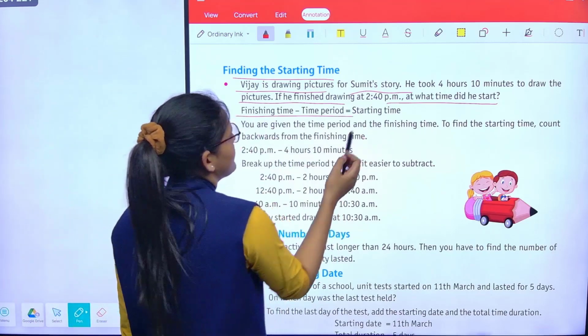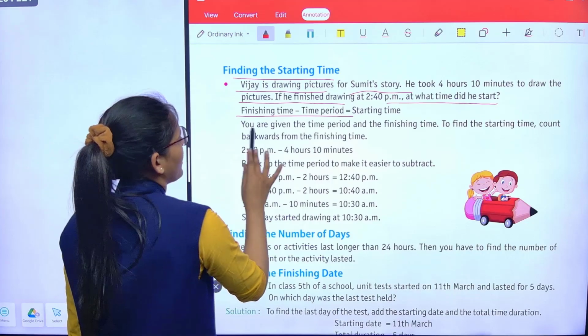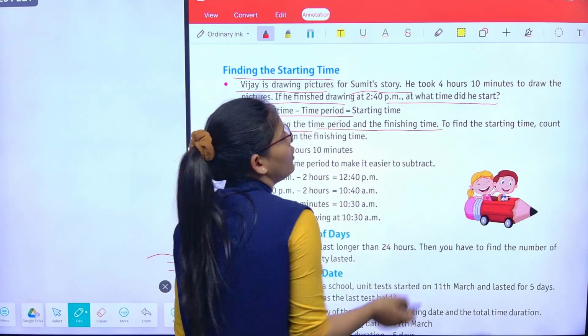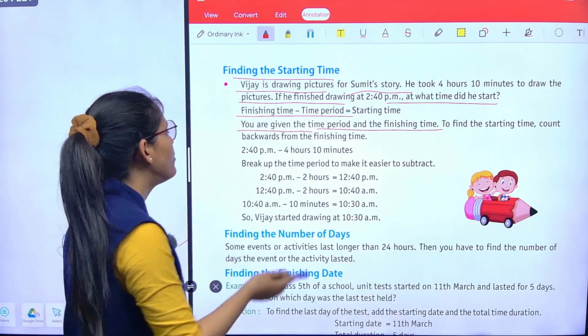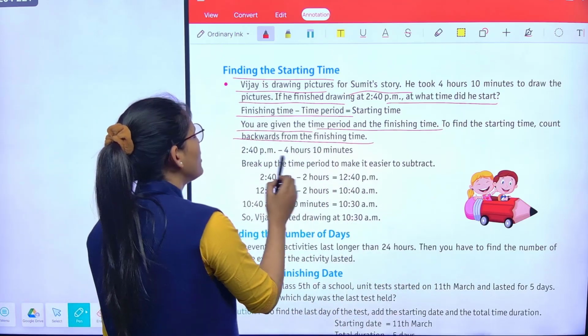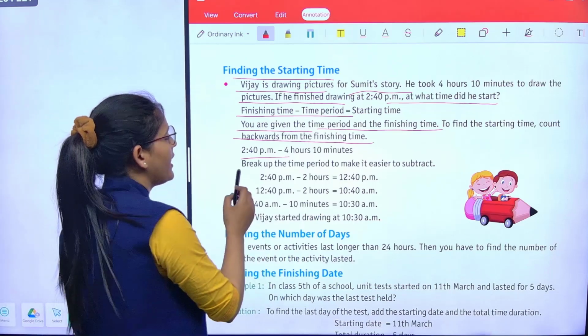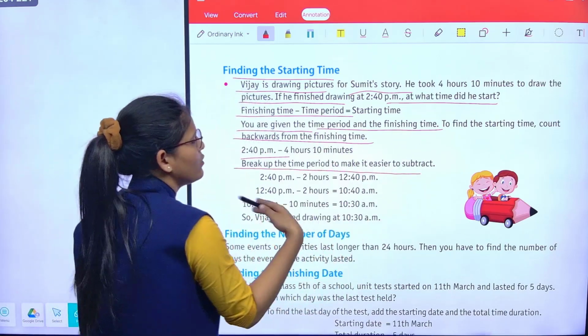Finishing time minus time period is equal to starting time. You are given the time period and the finishing time. To find the starting time, count backwards from the finishing time. Now class, 2:40 minus 4 hours 10 minutes back. Break up the time period to make it easier to subtract.